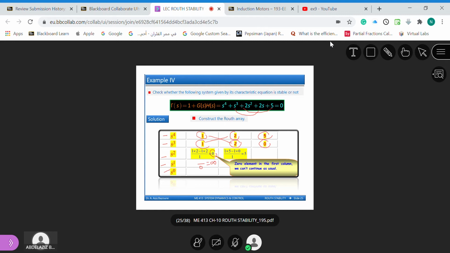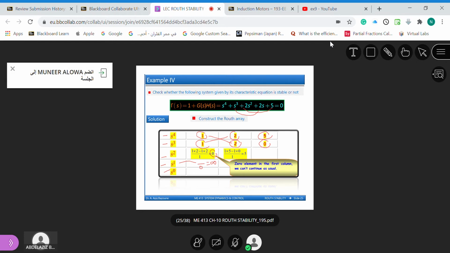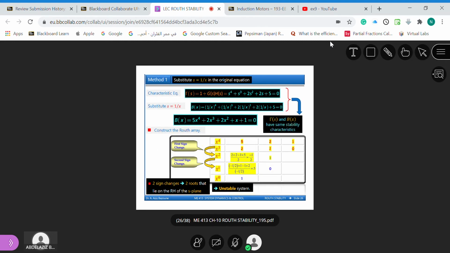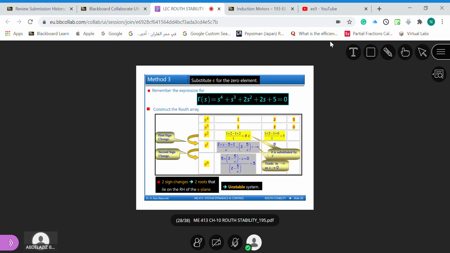We can't continue as usual because if we calculate this one, it will give you some number divided by 0. This is infinity. So what we do, this 0, we replace by epsilon, where epsilon is a small number. There are 3 methods of this one, Shabab, but I will give you the simplest one. I need the shortest and simplest one, which is method number 3 here.